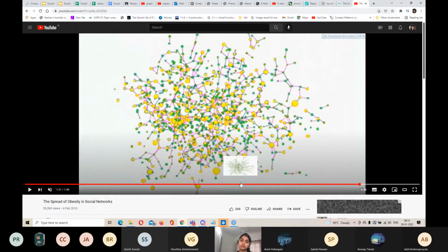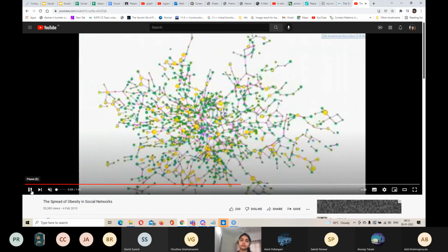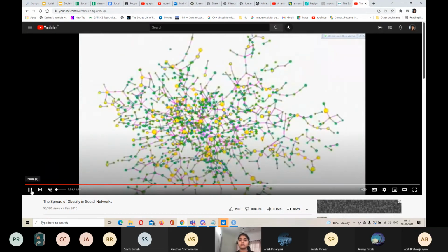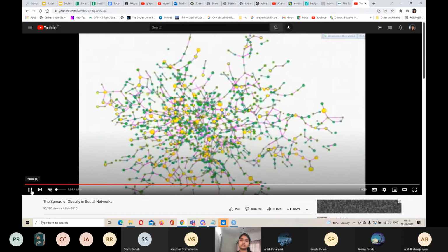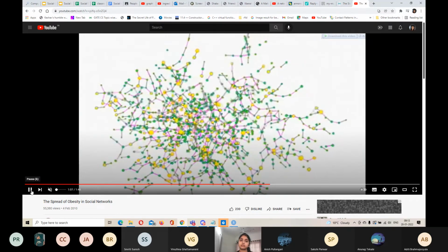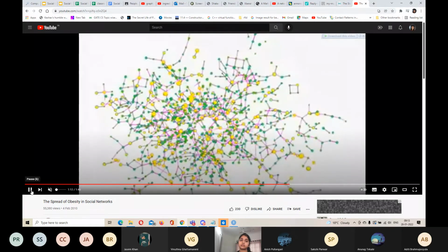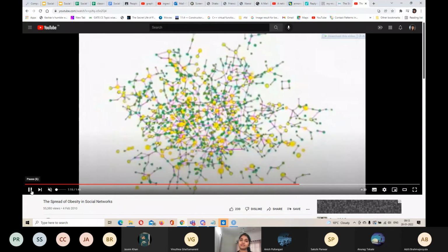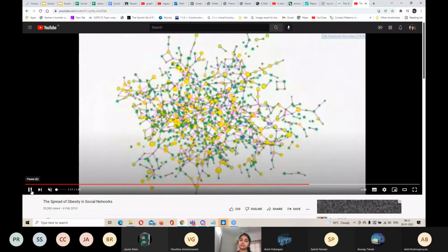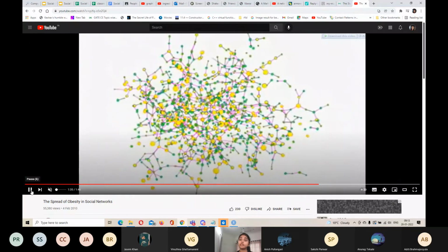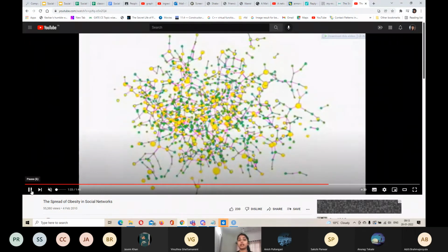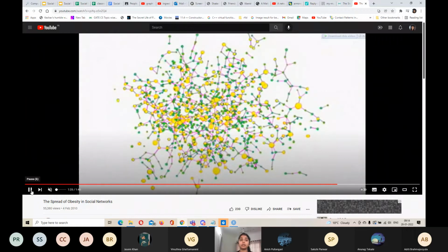Any observations? Ma'am, the network was predominantly green at first, and then slowly it evolved to more yellow nodes. Nice observation. So with time, the entire network has gained weight. There are more and more overweight people in the network. Right? Anyone else who wants to give any other observation?